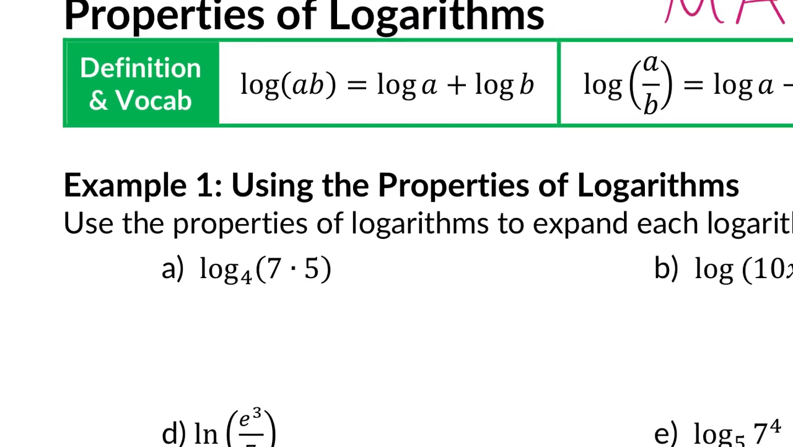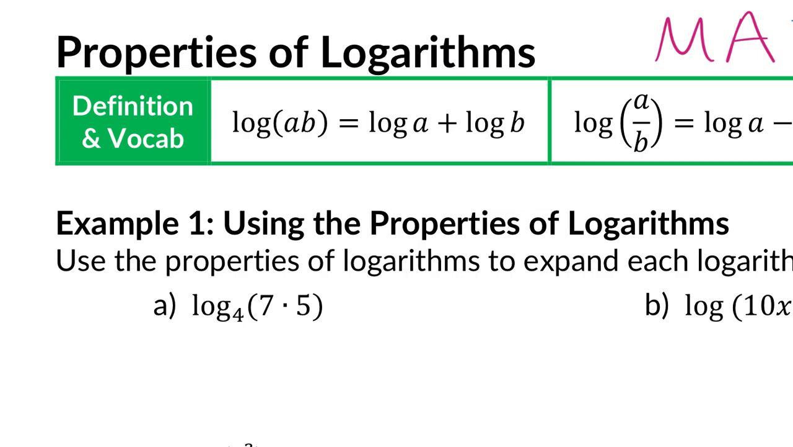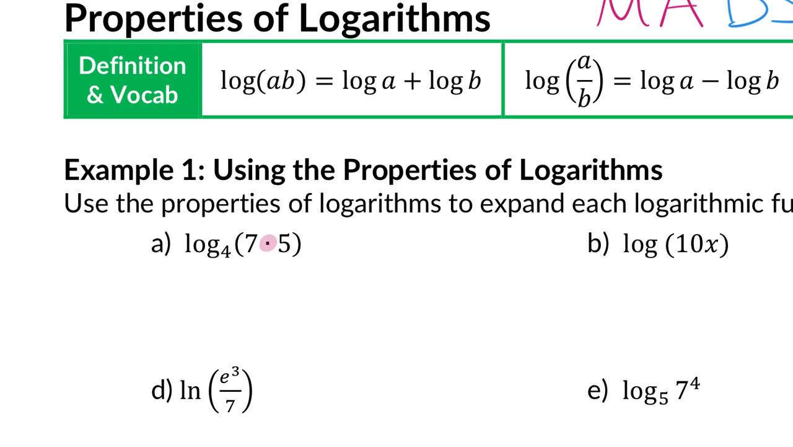Let's say perhaps we have log base 4 of 7 times 5. It's very clear to me that we are multiplying these things inside the logarithm, which means if I'm expanding them into multiple logarithms, what will I do with the two logarithms? If I'm multiplying, I will add. So we would expand this by writing log base 4 of 7 plus log base 4 of 5. We've expanded it using the properties of logarithms.